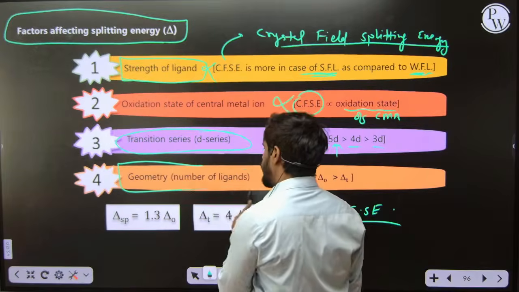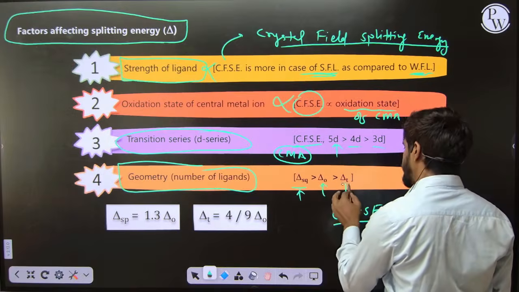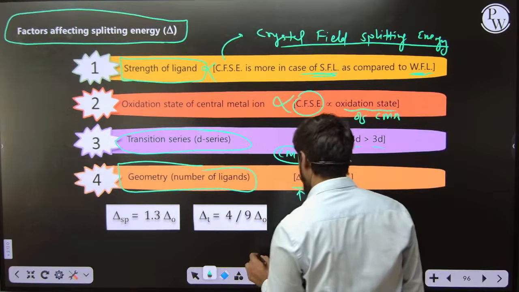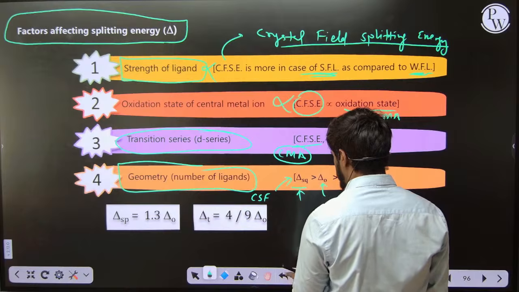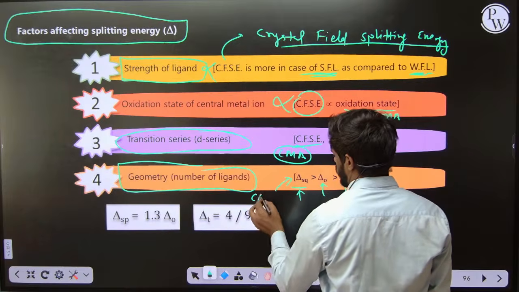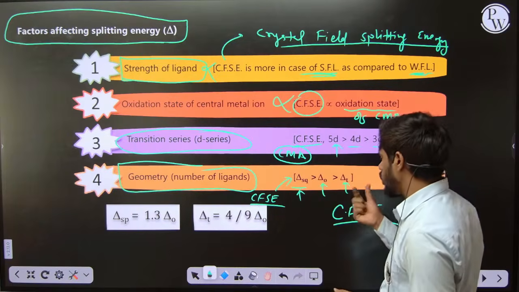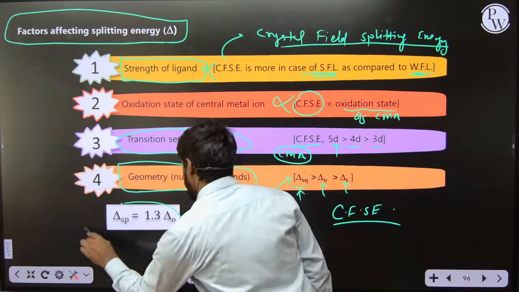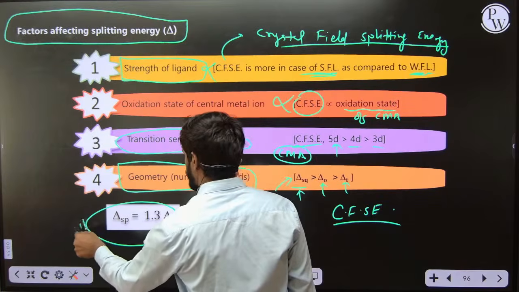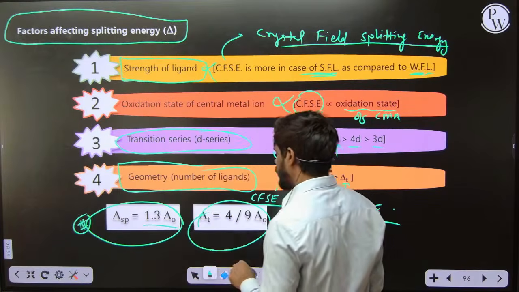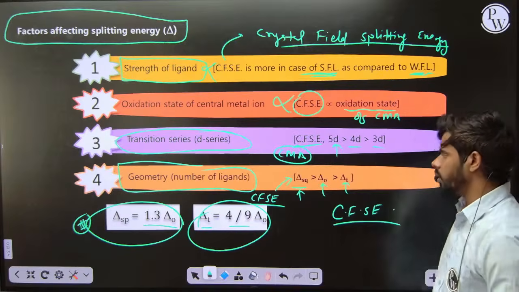Next, the geometry, number of ligands. The splitting in the case of square planar is more than octahedral, then tetrahedral. So splitting of a square planar is high. CFSE is highest for the square planar, then octahedral, then tetrahedral. And this relation is very important for the exam purpose. It can be asked in the exam. The square planar is 1.3 times the octahedral, and the tetrahedral is 4 by 9 times the octahedral. Okay.